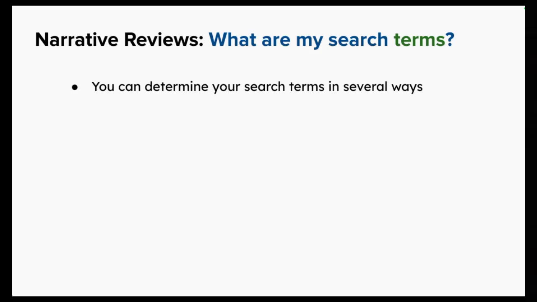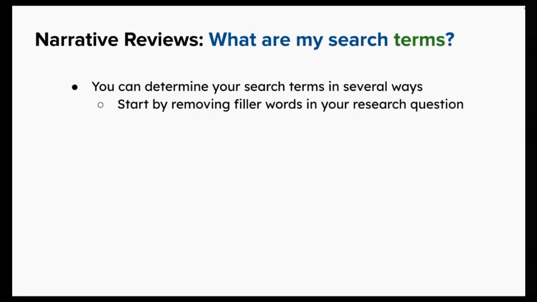So you can determine your search terms in a few different ways. When you have a research question in mind, we have one on the next slide, which I'll get to, start by removing filler words from your research question. It can be a really easy first step. Filler words are really anything other than nouns and names and things like that.